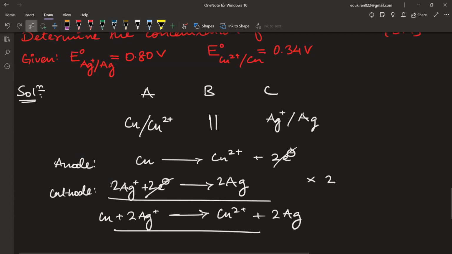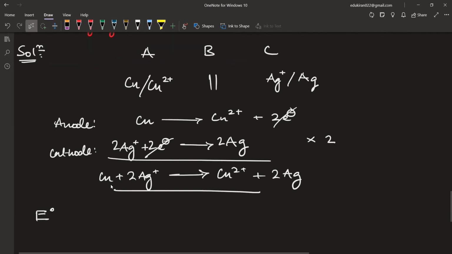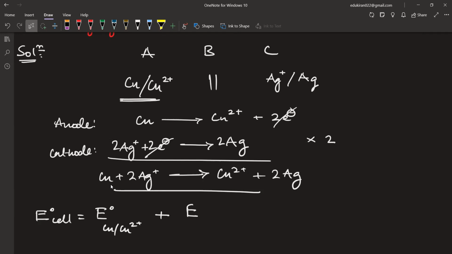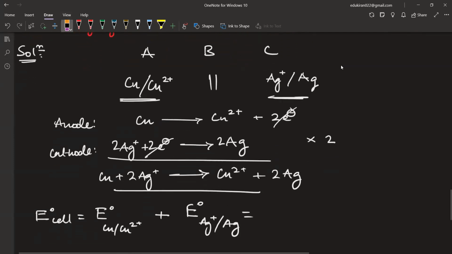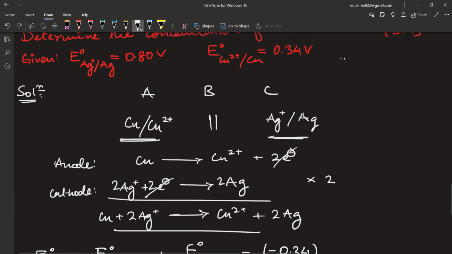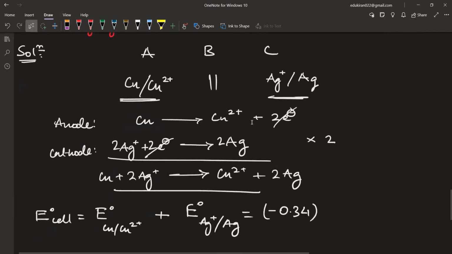And now what will we write? The E naught cell. So E naught cell will be equal to the E naught of copper to copper 2 plus, plus the E naught of Ag plus to Ag. Look, the E naught of what is happening here and the E naught of what is happening there. So what is E naught of copper to copper 2 plus, tell me guys? Copper to copper 2 plus will be minus 0.34. Very good. Now E naught Ag plus to Ag will be how much?